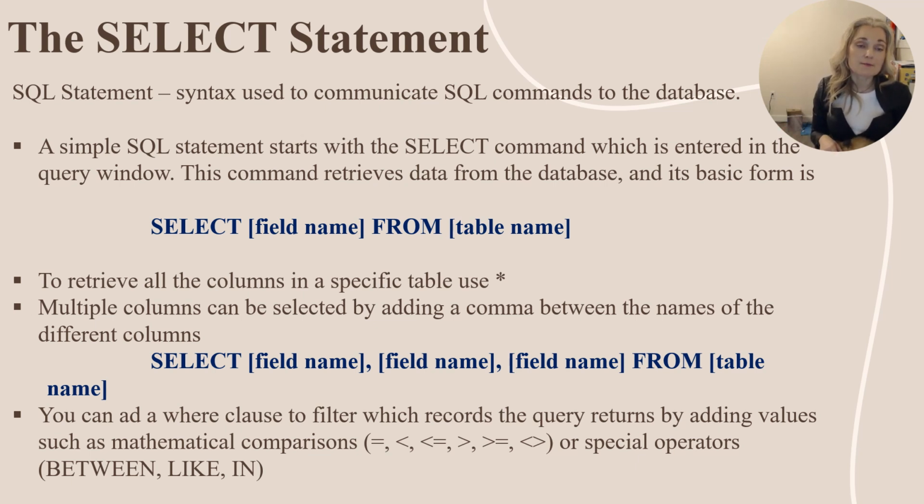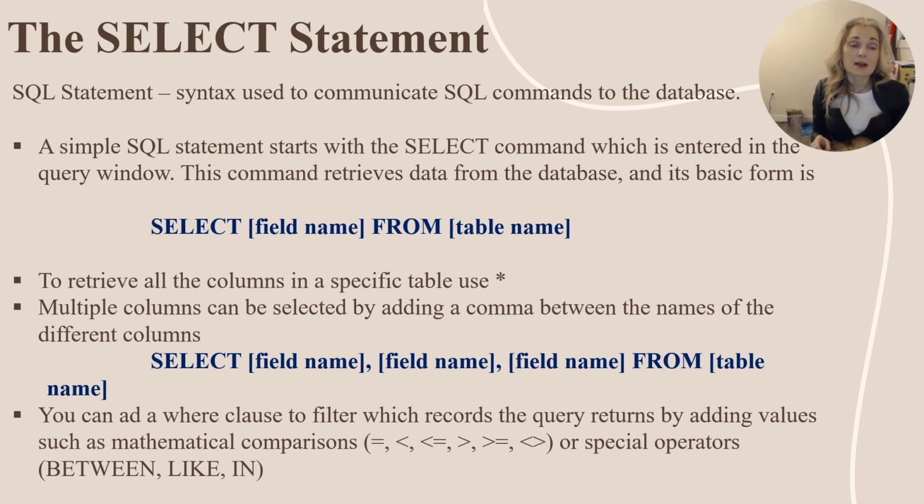And then to retrieve all the columns in a specific table, you just use the little star sign. And multiple columns can be selected by adding a comma between the names of the different columns. So select field name, as many fields as you would like, from, and then the table name. So for example, if I want to know the customer name, but I also want to know the customer ID, and I also want to know the customer's payment information, from the customer table, I can query all those columns.